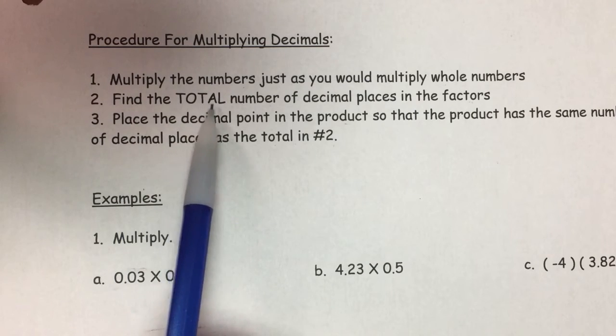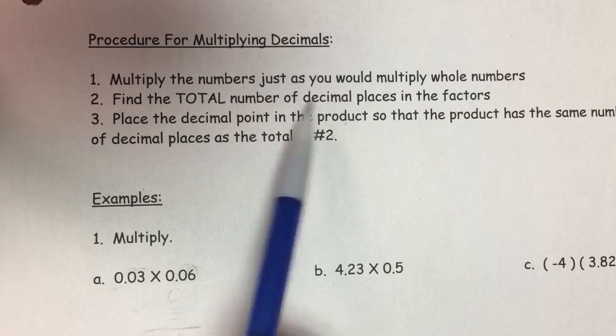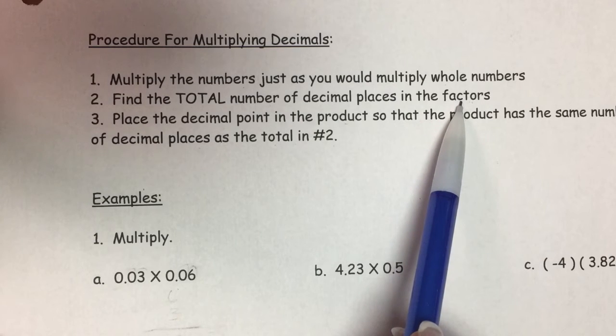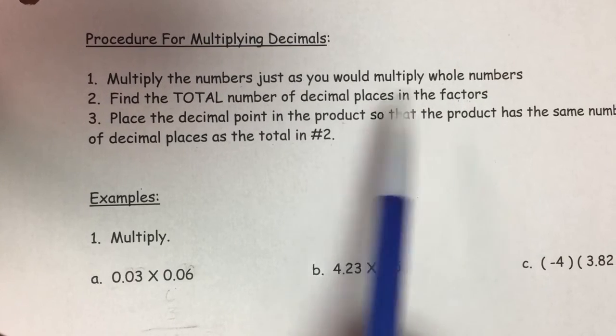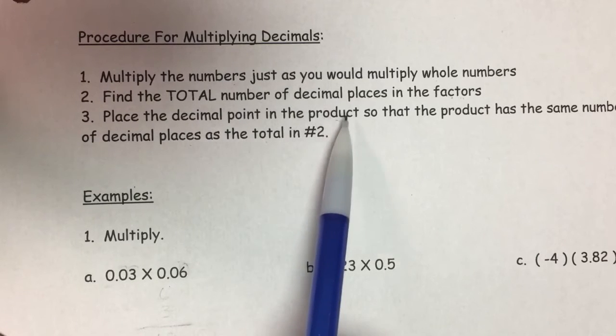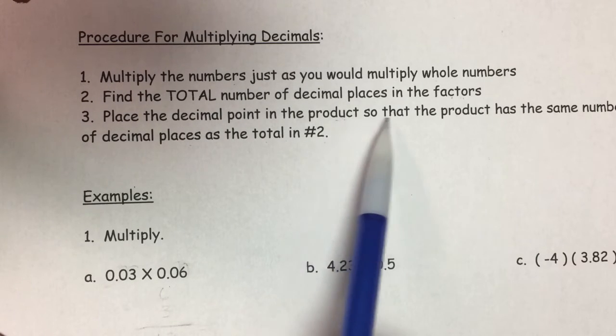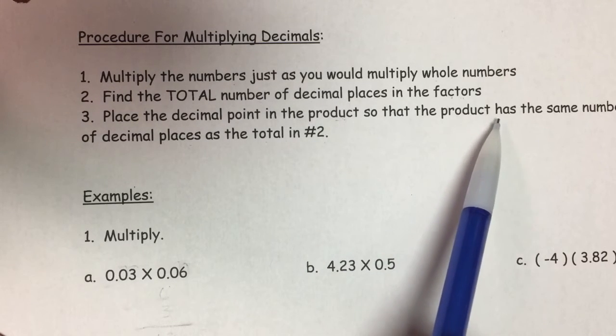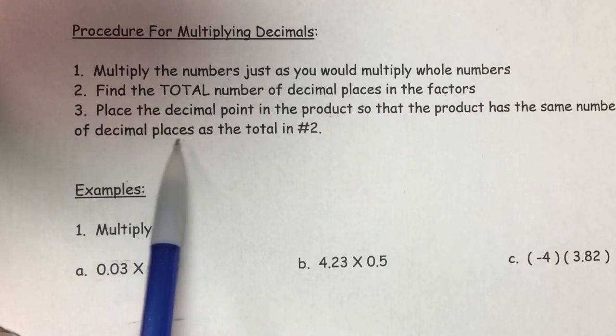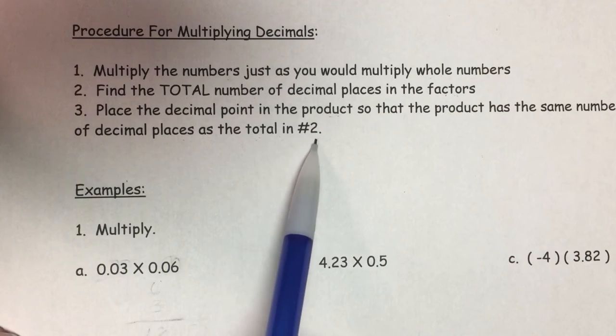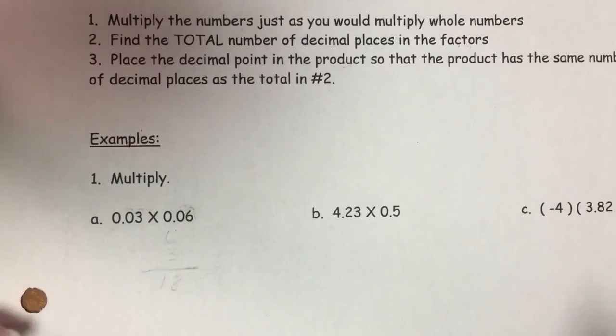Well, you find the total number of decimal places in the factors. The factors are, of course, the two numbers that you multiplied together. Place the decimal point in the answer, the product, so that the product has the same number of decimal places as the total in number 2. I know that sounds very confusing. Let us look at it through the examples, and I think it'll be easier.